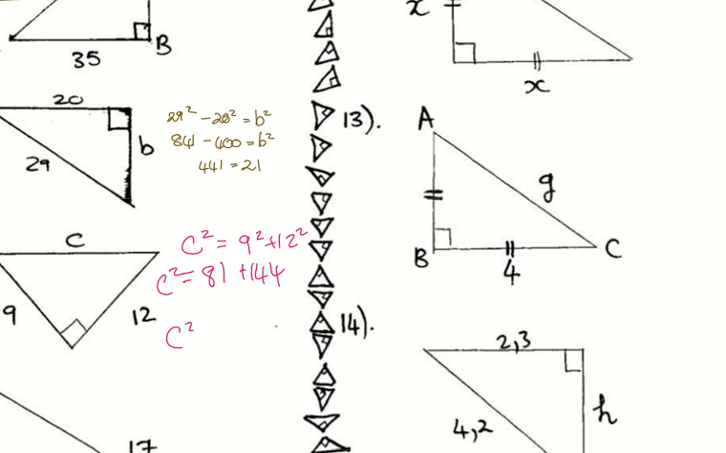Alright, so C squared is equals to 225. I square root on both sides. What I do on the left hand side, because it's an equation, I square root both sides. So the square root of C squared will be C, and the square root of 225 can be 15. 15 units. Good job to those of you who are participating.